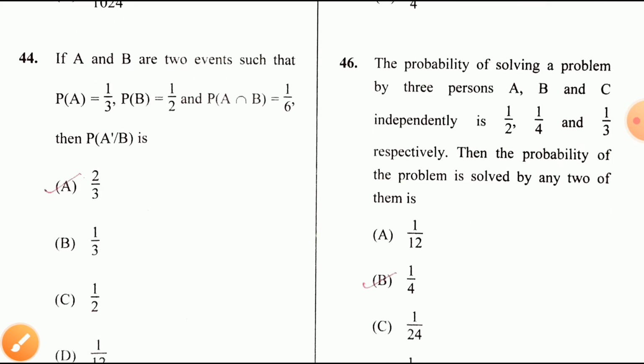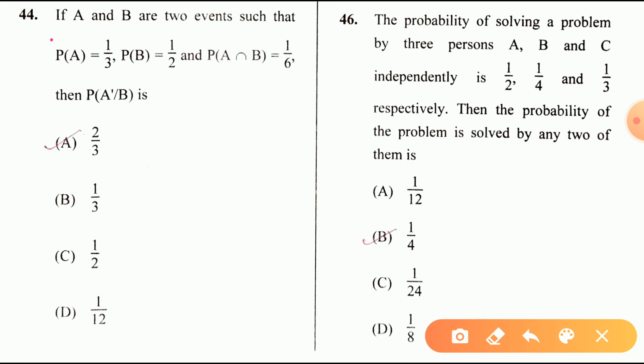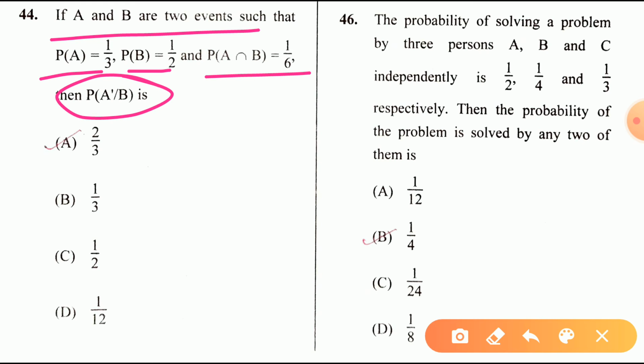Next question number 44. If A and B are two events such that P of A is equal to 1 by 3, P of B is equal to 1 by 3, P of A intersection B is equal to 1 by 6, then P of A dash by B is 2 by 3. A is the right choice.